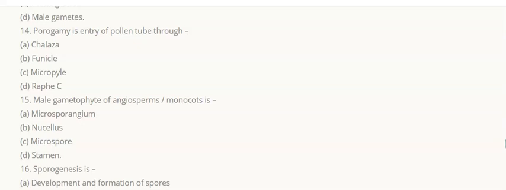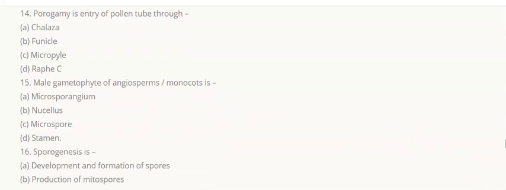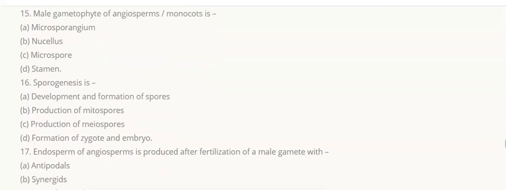Then we move to question number 15. Male gametophyte of angiosperms or monocots is: microsporangium, nucellus, microspore, stamen. Nucellus, of course, I have said. So the answer for question 15: male gametophyte of angiosperm is microspore. So simple. Because microspore subsequently gives rise to the pollen tube, and the male gametophyte, as you can say, subsequently goes for fertilization.